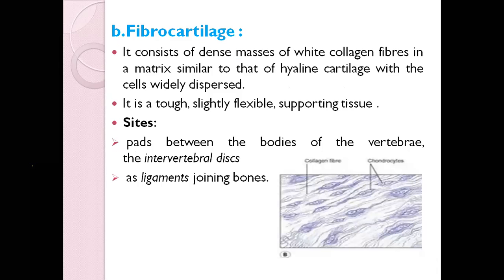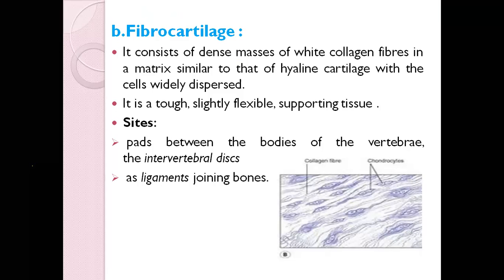Then the fibrocartilage is the second type. Remember, whenever you hear the word fibro or fibrous, in these types we will have collagen fibers. And whenever you hear the word elastic, the type of fiber you will always find is elastic fibers. So this will be easier for you to remember. Whenever there is the word fibro or fibrous, that means this type of tissue or cartilage will always have collagen fibers. And whenever you hear the word elastic, that means they will have lots of elastic fibers.